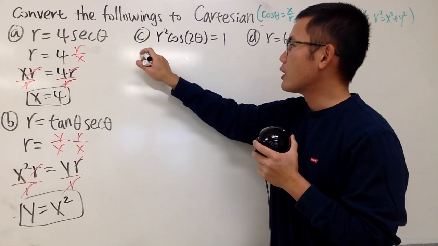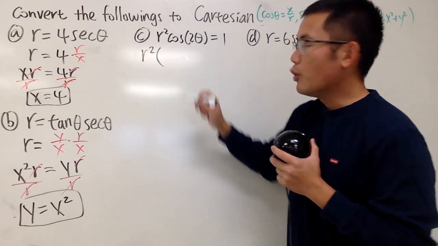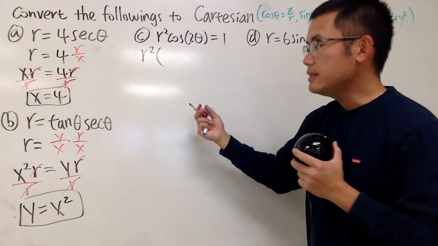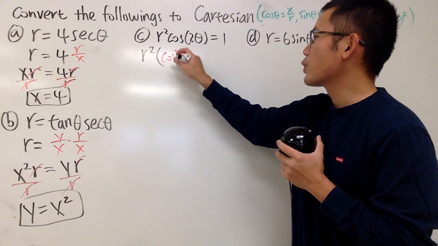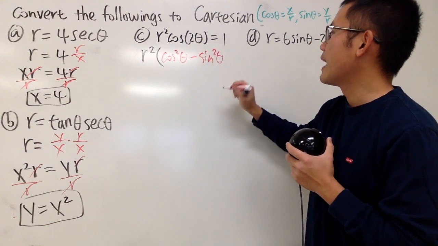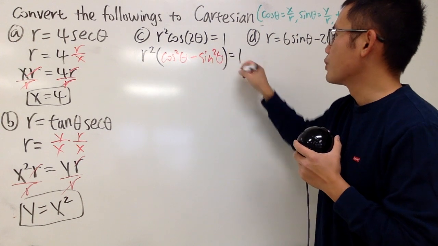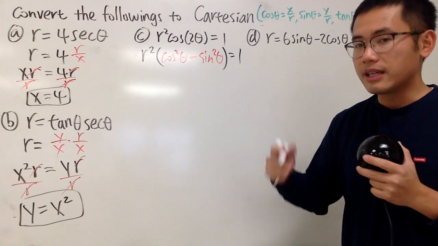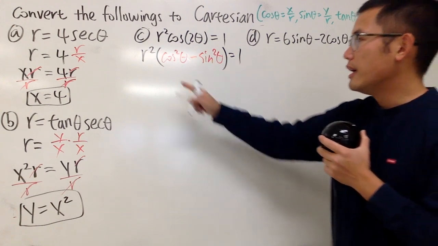I'm going to keep the r squared on the outside right here, and then open the parentheses. For cosine 2 theta, this is equal to cosine squared theta, and then minus sine squared theta. And of course, this is still equal to 1, like this. Why am I using this? Because you'll see the cancellation worked out really nicely. And let me show you.